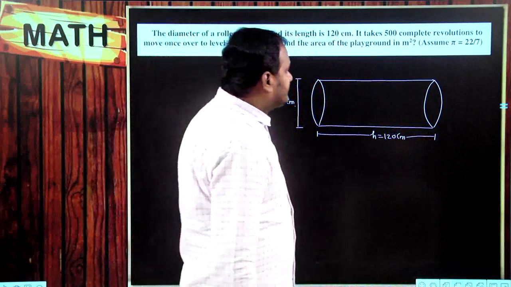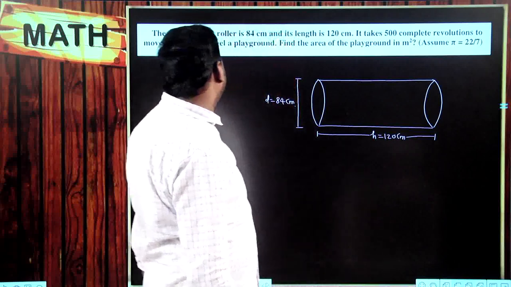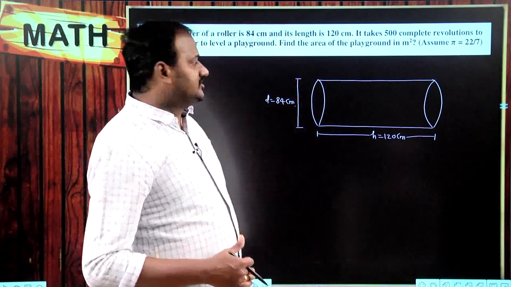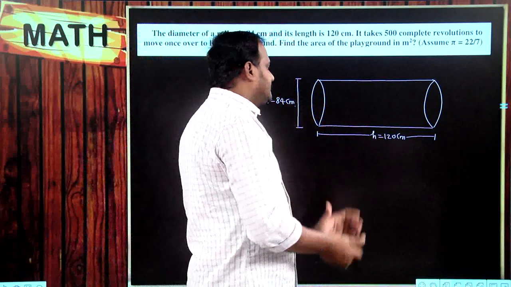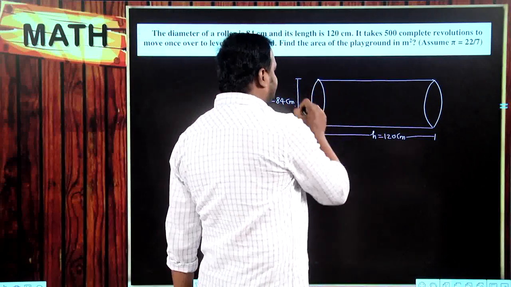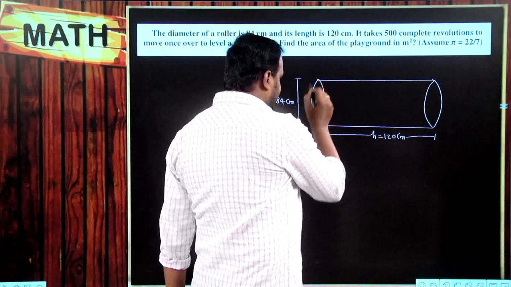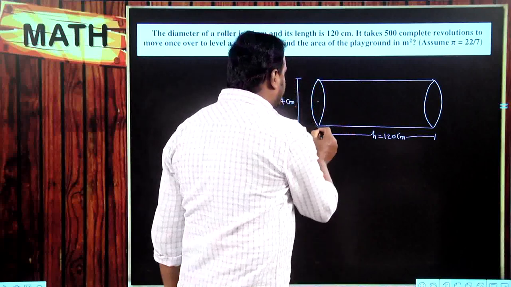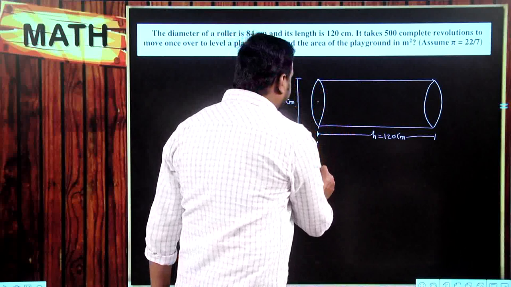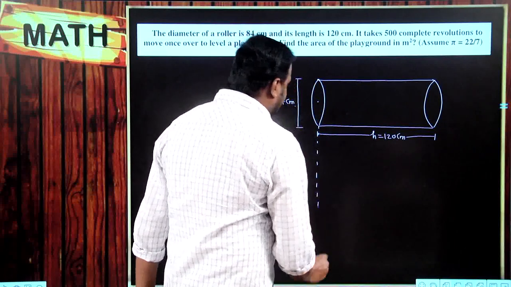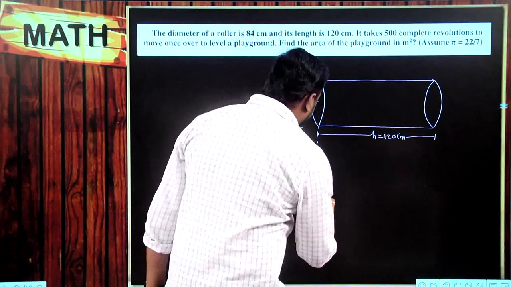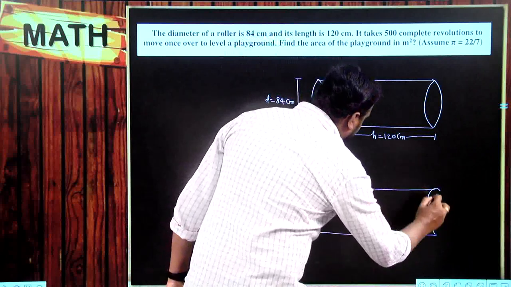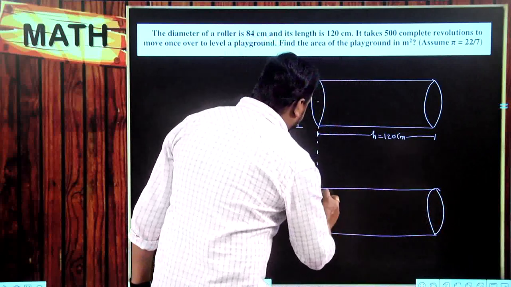It takes 500 complete revolutions to move once over to level a playground. So, when it is rolling once, for example, it started here. Okay? Started here. And when it is rolling and coming to the same starting point, what does that mean? See, it is rolling this way and coming to the same starting point. So, this is the same starting point. So what does this mean? It means the roller completed one revolution.